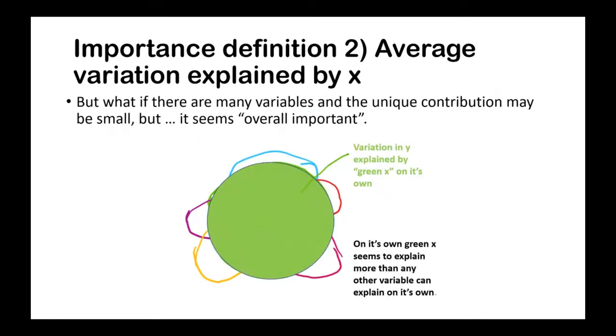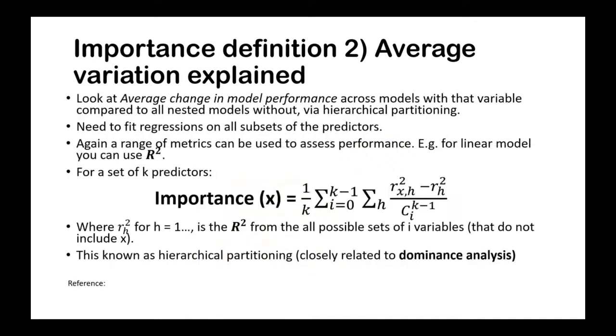And this solid area here represents the variation explained by Y on its own. So, on its own, it seems to explain more than any other X variable. One other definition that people have come up with is to look at the average variation explained by a variable. Here, what you do is fit regressions on all subsets of the predictors that you're comparing, and you look at the average change in model performance across models with that variable compared to the nested models within that don't have that variable, via a method called hierarchical partitioning.